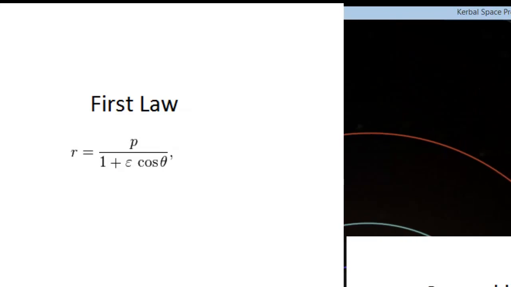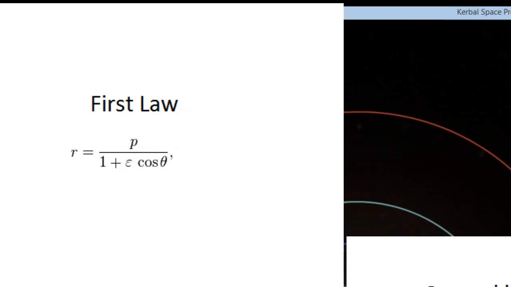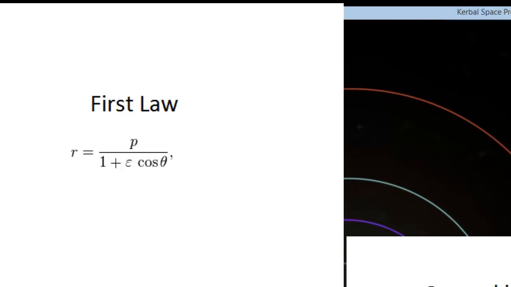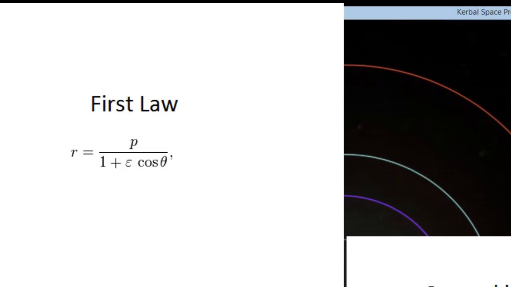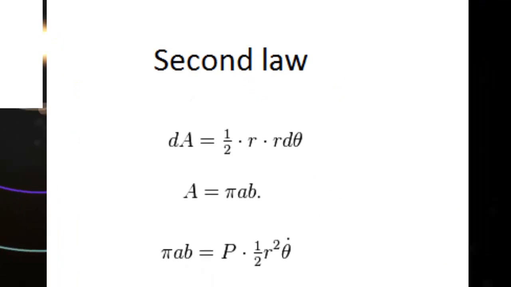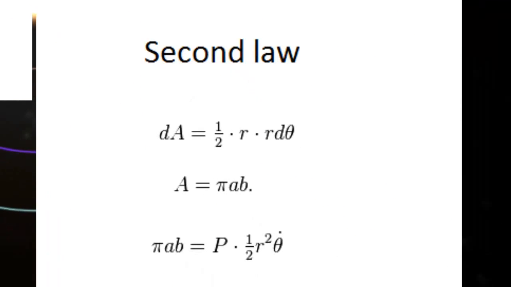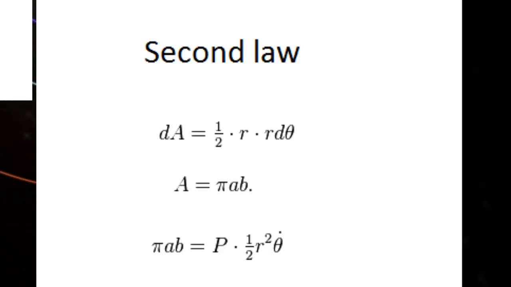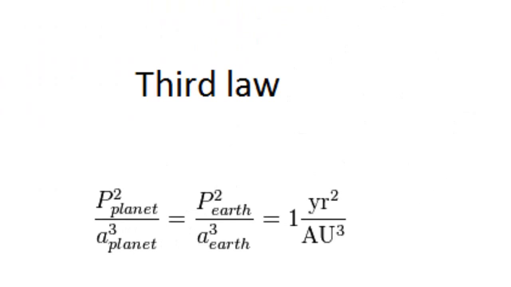The first law is, the path of the planets about the Sun is elliptical in shape, with the center of the Sun being located at one focus. This is known as the law of ellipses. The second law is, an imaginary line drawn from the center of the Sun to the center of the planet will sweep out equal areas in equal intervals of time. This law is also known as the law of equal areas. Lastly, the ratio of the squares of the periods of any two planets is equal to the ratio of the cubes of their average distances from the Sun. The last law is known as the Law of Harmonies.